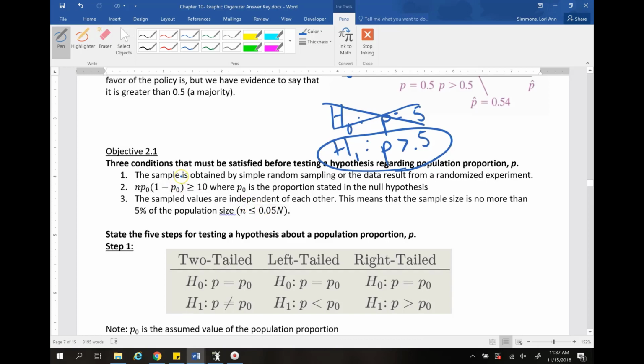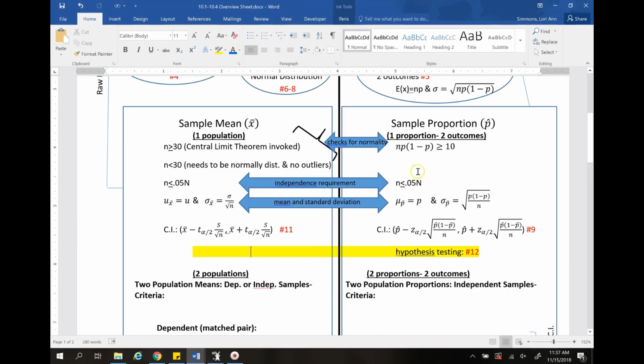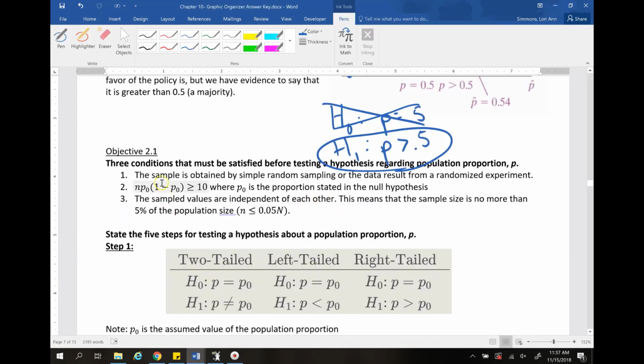There are 3 conditions that must be satisfied before testing a hypothesis regarding population proportions. You can also see this on your overview sheet. Here are the 2. It needs to be independent and normally distributed. The last one is the independence. This is the normally distributed. And the first criteria is that it must be obtained randomly.